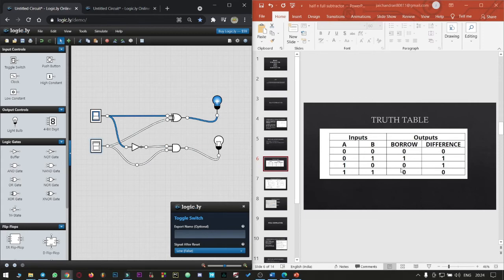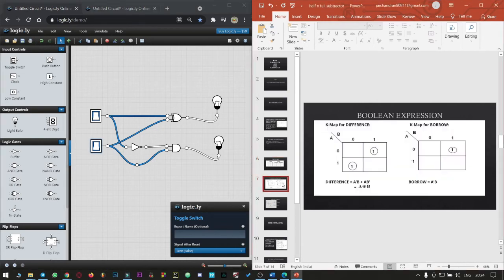and when I change the input of A to 1 and B to 0, we observe that the difference is 1, and that's why the bulb representing the difference is glowing. And the borrow here is 0. So when both the inputs are turned on, we observe that the borrow and difference both are 0. So that's the simulation and verification using the truth table for a half subtractor. Now let's move on to the full subtractor.